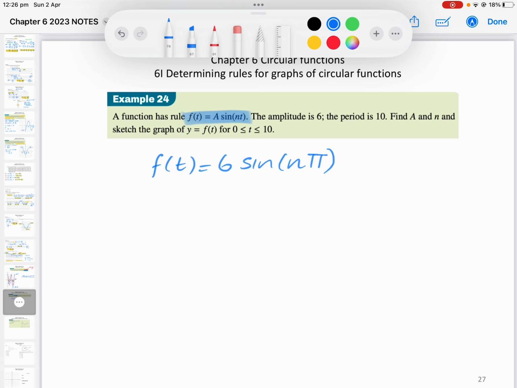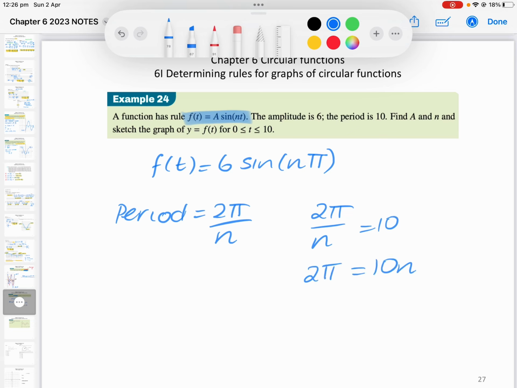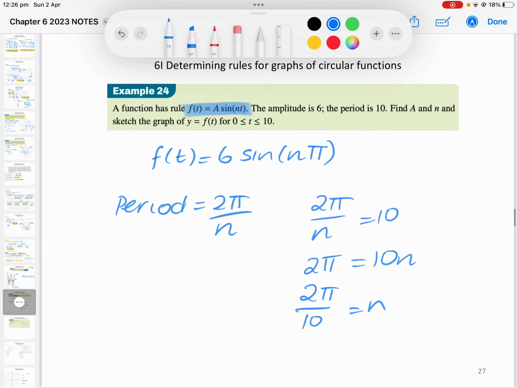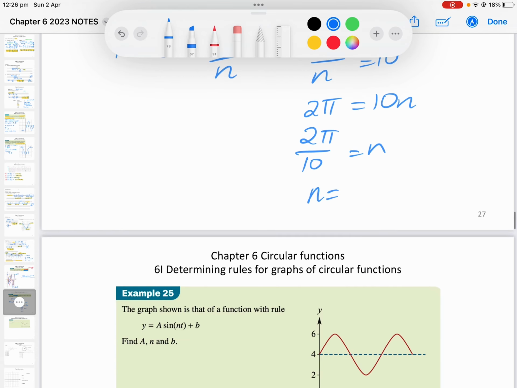The period is 10, so period is 2 pi on n. So that tells me that 2 pi on n equals 10. So 2 pi equals 10n. 2 pi on 10 equals n, but I'm going to simplify that down to n equals pi on 5.